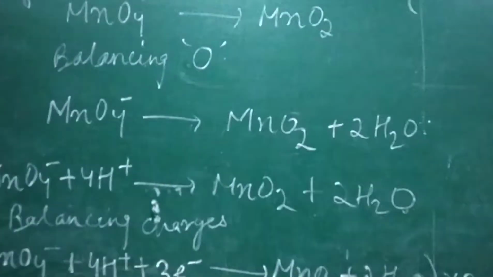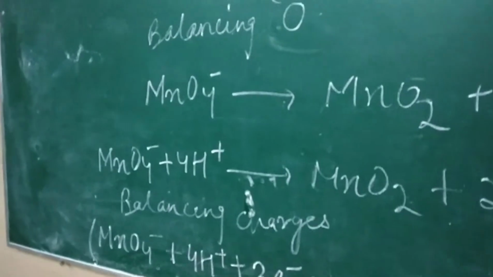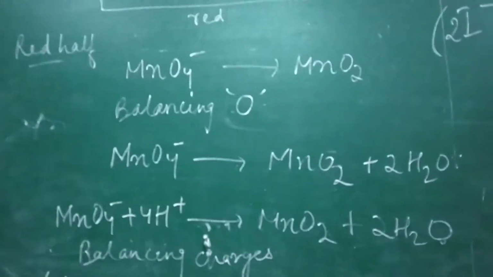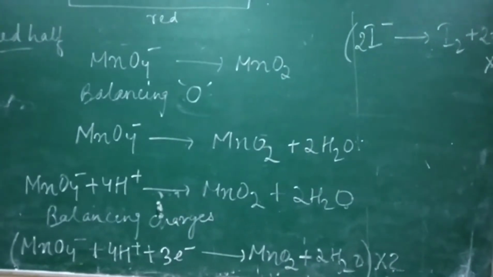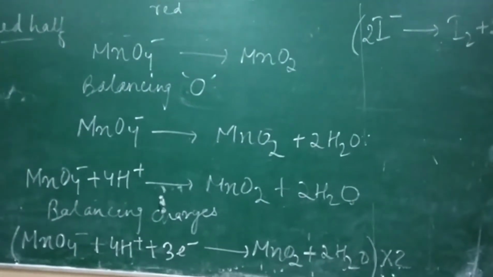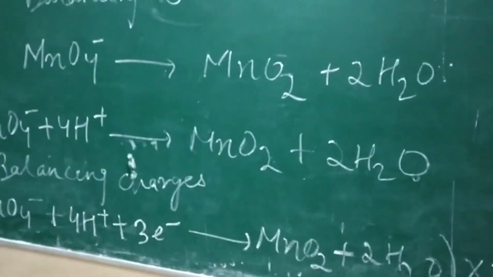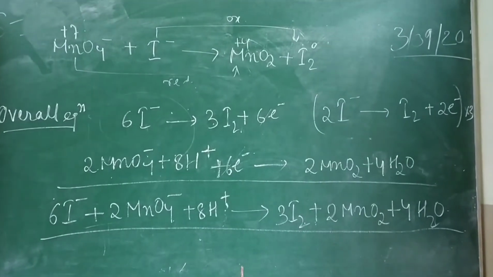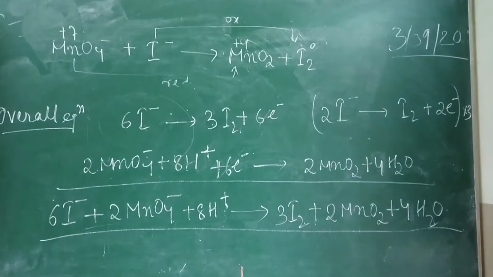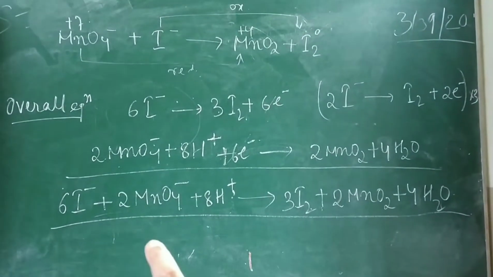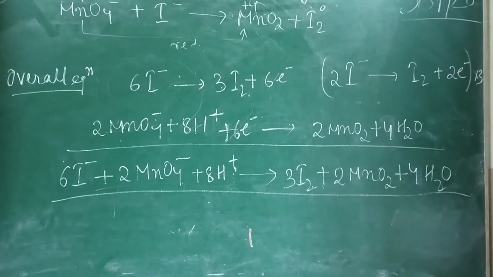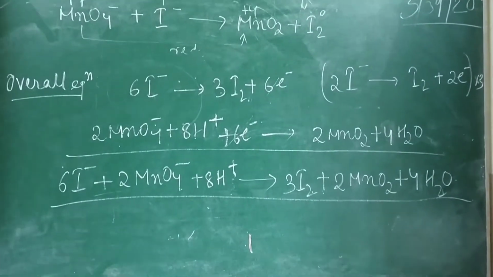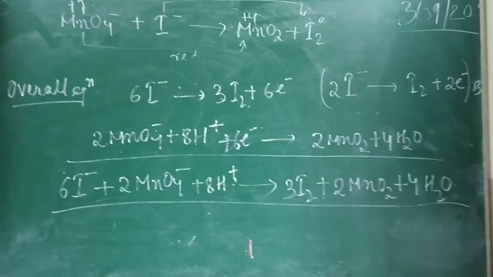Okay, so you will simply add the two equations. Just multiply the reduction half with 2 and the oxidation half with 3 and add the two equations. You get the final balanced equation. So if you add the oxidation and the reduction half reactions, then you get the final overall balanced equation, this one.